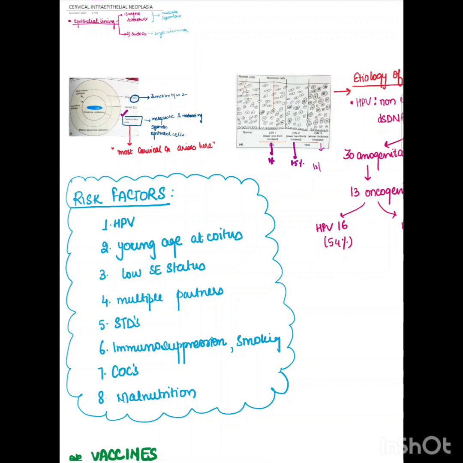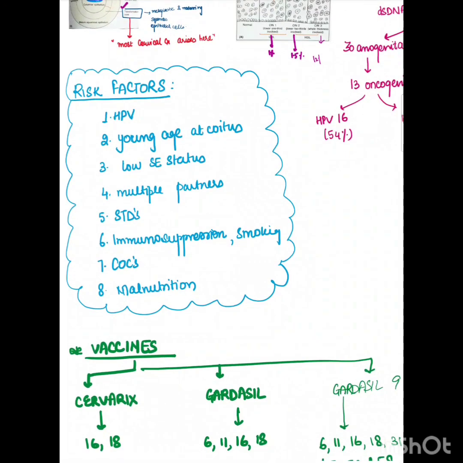Then we'll next discuss what the risk factors for getting cervical cancer are. So HPV, human papilloma virus infection, young age at coitus, low socioeconomic status, multiple sexual partners, sexually transmitted diseases, immunosuppression like HIV, smoking, use of combined oral contraceptive pills, and malnutrition are all the risk factors associated with CIN.